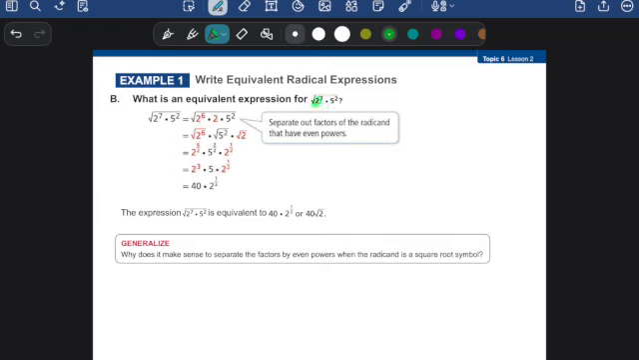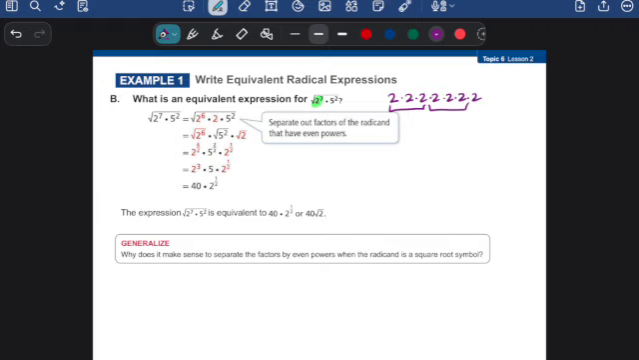So let's just look at 2 to the 7th. Is there a perfect square in there? So let's think, what does this mean? 2 to the 7th is 2 times 2 times 2 times 2 times 2 times 2 times 2. Okay. What if I grouped it into 3s?